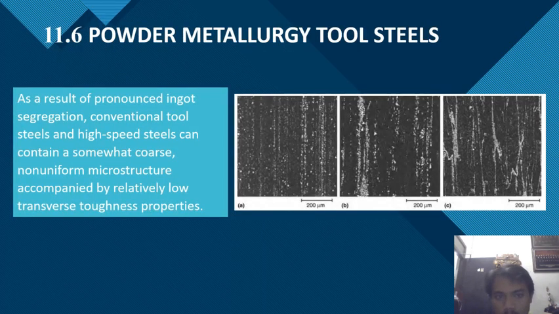And in powder metallurgy tool steel, as a result of pronounced ingot segregation, conventional tool steel and high-speed steel can contain a somewhat coarse, non-uniform microstructure accompanied by relatively low transverse toughness properties. The carbide segregation observed in a longitudinal section of annealed M2 high-speed steel bars.